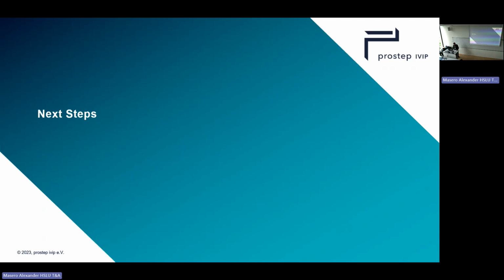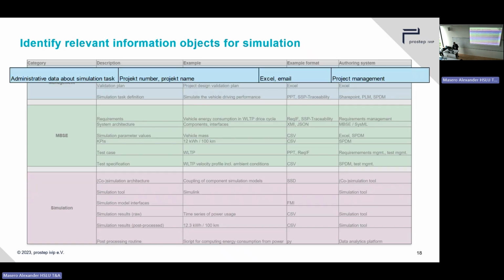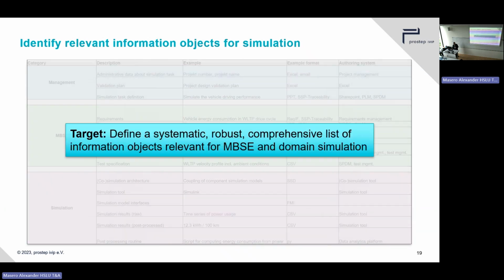And I would like now to briefly talk about the next steps that we are planning for the remainder of this year and for the next year. The first thing that we want to tackle is to create a systematic list of information objects that are relevant for both MBSE and simulation. Why do we want to do this? I'll skip the examples. Firstly, it's handy because it brings all of these SmartSE project participants on the same page.